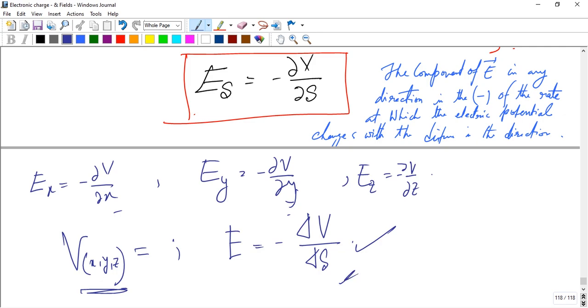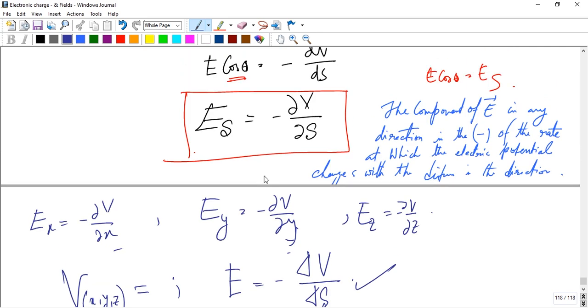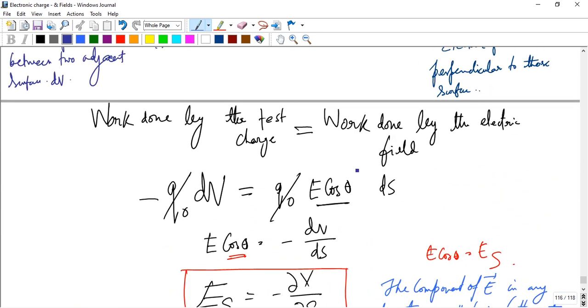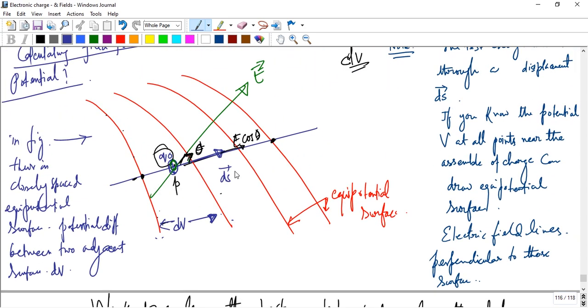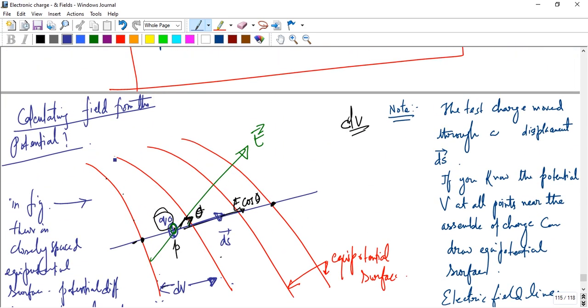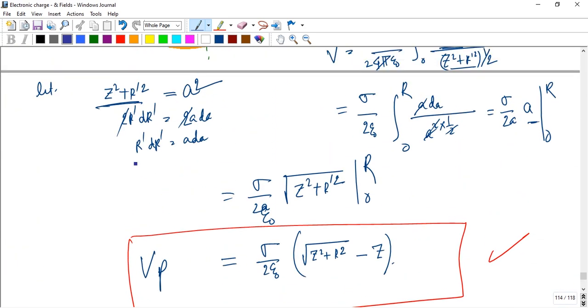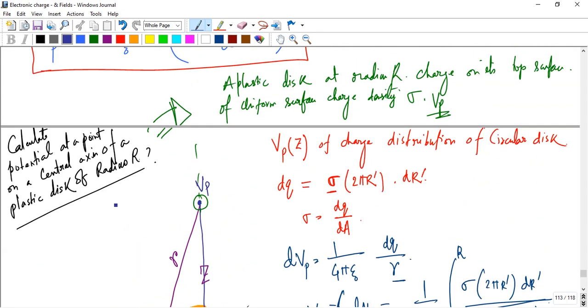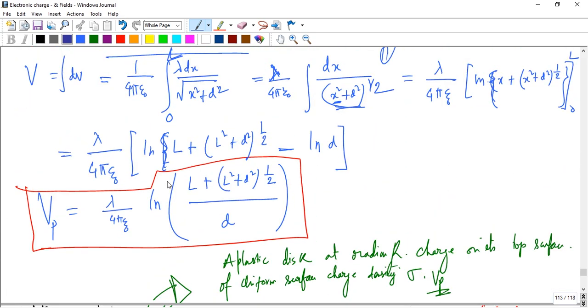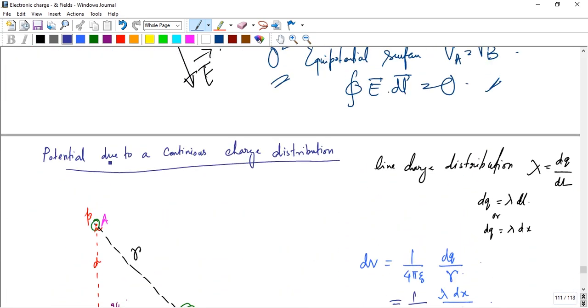So today I end the class here. If you have any doubt about the electric field and potential, how to calculate the work done by the test charge, or calculating the field from the potential, ask. There is an important calculation for the board exam: the potential on the central axis of a plastic disc of radius R. These two derivations are very important in the board exam.